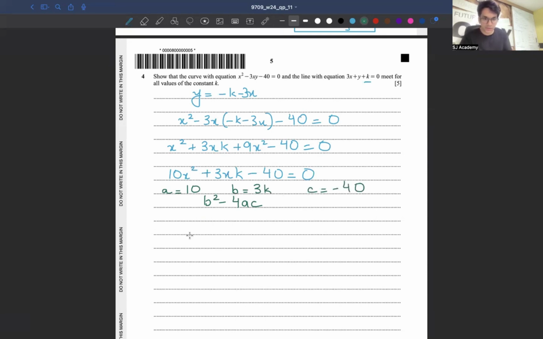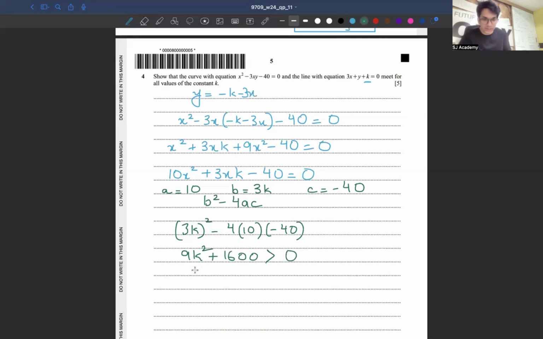Substituting this into this equation, we will get 3k squared, so that is 9k squared. So we can first write it as 3k squared minus 4 into a is 10 into c is minus 40. So this will become 9k squared. 4 times 10 is 40. 40 times 40 is 1600. And this will become a plus. So this will become plus 1600. Now, as we had to show that they meet for all values of the constant k, so this will be 9k squared. We had to show that this b squared minus 4ac should be greater than 0.